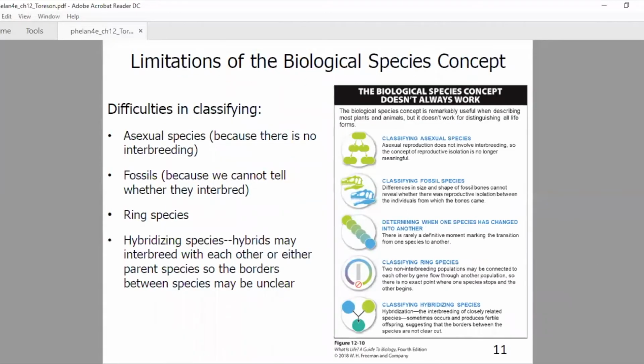So again, this biological species concept that defines species according to their ability to sexually reproduce or not has limitations, because species that do not reproduce sexually, called asexual species, cannot be classified using this concept. This also causes difficulties in classifying fossil evidence because fossils don't provide enough information for us to determine whether or not two organisms could interbreed.